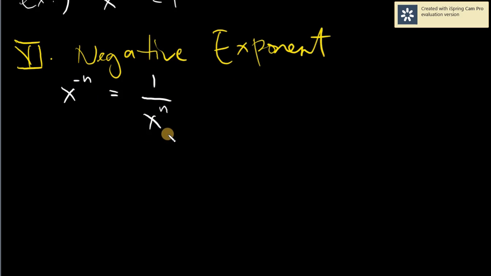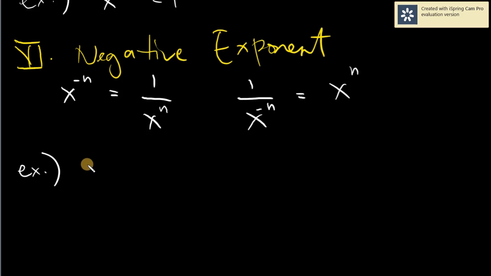So it goes down, it will become the denominator. Or it could be the other way around. If it is on the denominator, then it would go to the numerator. And remember, the only thing that we will transfer is the base with the negative exponent. What do I mean by that?